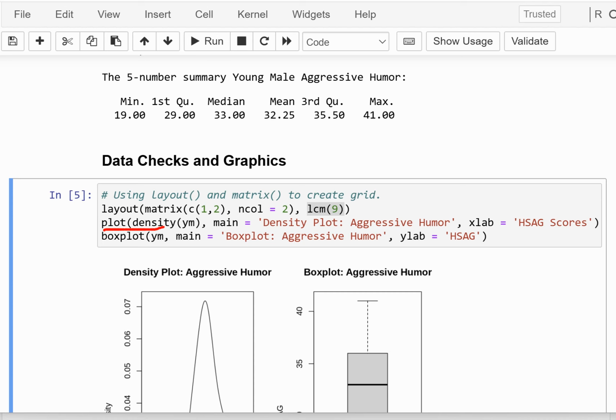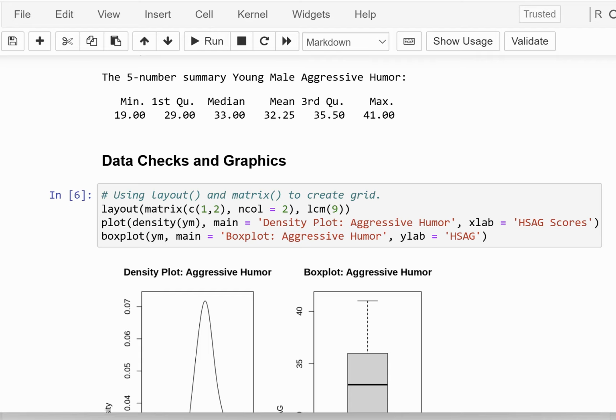Here's the density plot, density YM, and again, I have a title. Box plot YM, I also have a title so we can see what's going on. And now let's look at what the graphics actually produced.